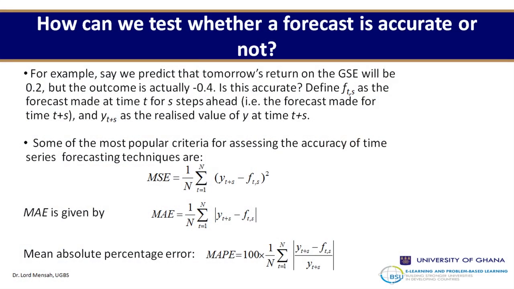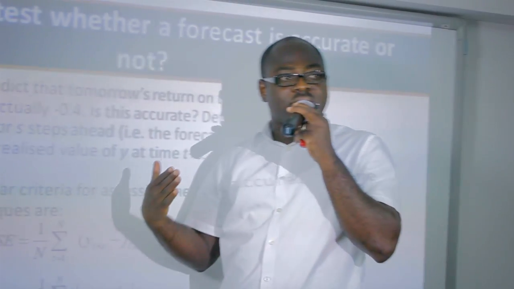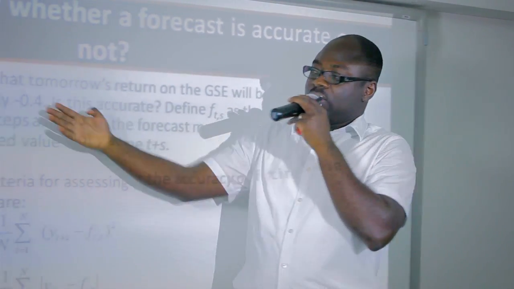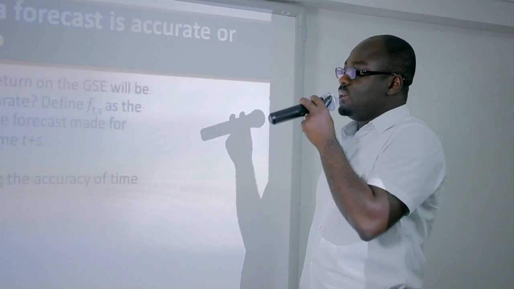So how can we test whether a forecast is accurate or not? That's the question. We do forecast it. How do we test whether it's accurate or not? For example, we say we predict that tomorrow's return on the GSE will be 0.2, but the outcome is actually minus 0.4. So that's our forecast, but then there was a realization after the forecast that gives us minus 0.4. And is this accurate?